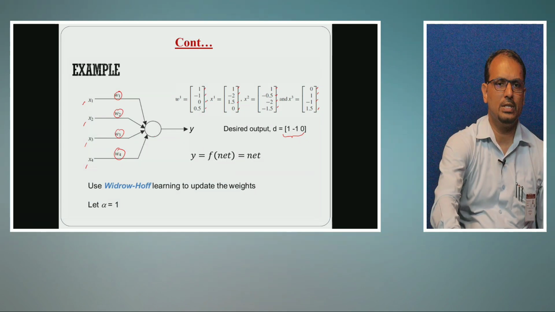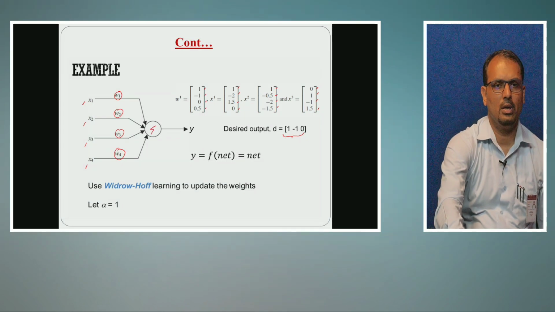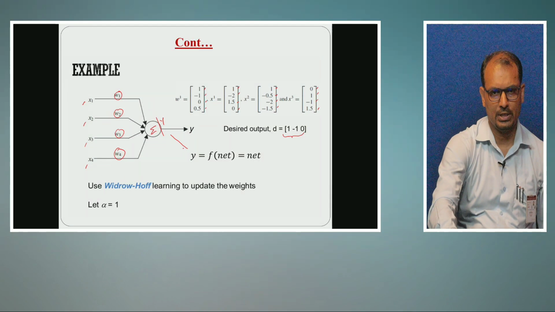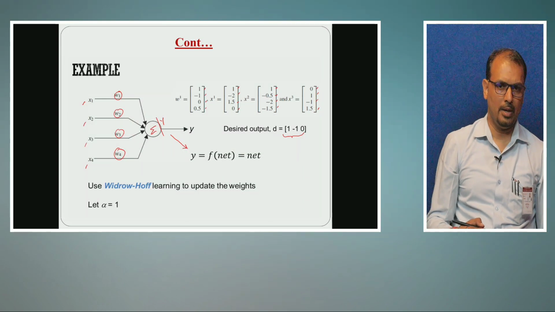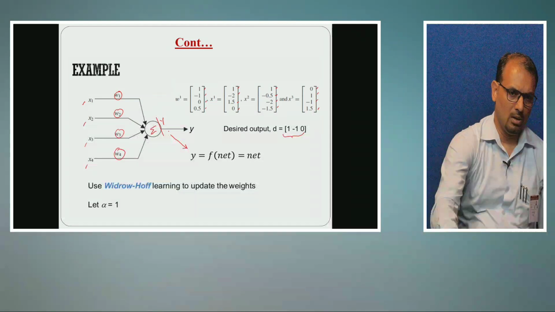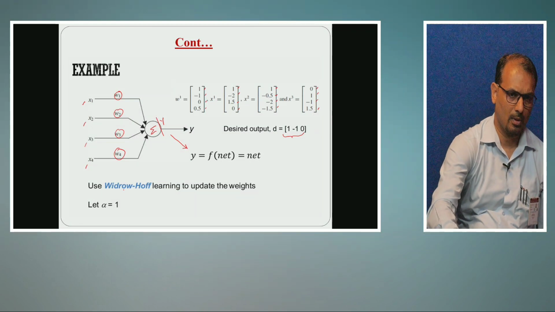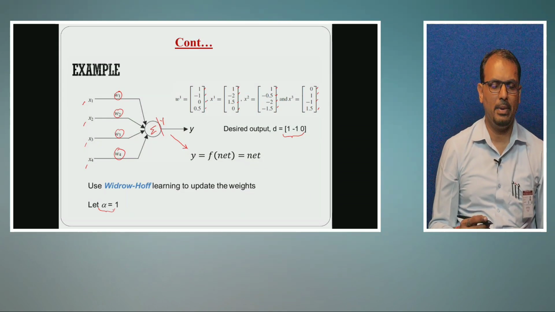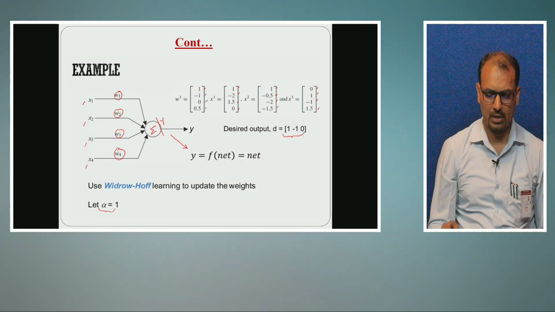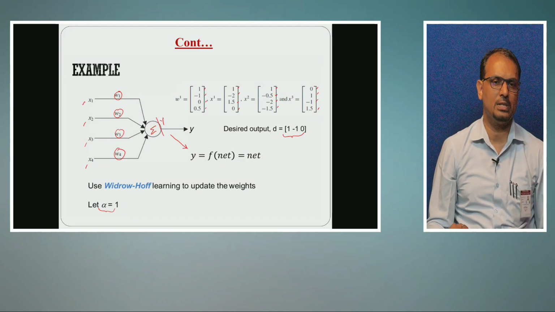What is the activation function? This one is the summation only. And the second phase of this is nothing but the activation function. That activation function they mention clearly here: y is equal to f of net equals net. And we assumed the learning rate alpha is equal to 1. Maximum efficiency, we are assuming that with the maximum efficiency our model will work.